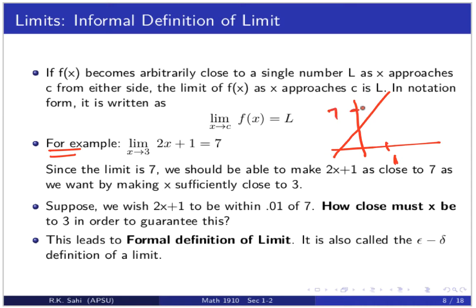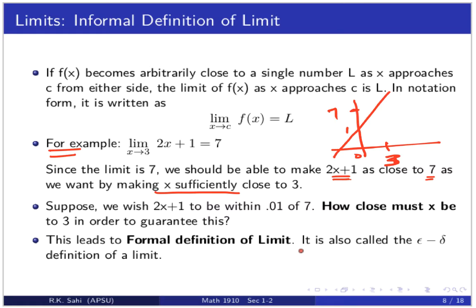Okay, now, since the limit value is 7, the question comes: how close do we make 2x plus 1 to 7? In order to do that, we have to see how close x is coming to 3. Sorry, it's not 1, it's 3. So as x is coming closer to 3, the value of the function when it is 3 is 7. At 0 it was 1. I'm sorry, it was my mistake.